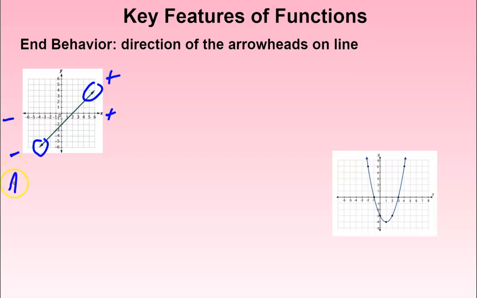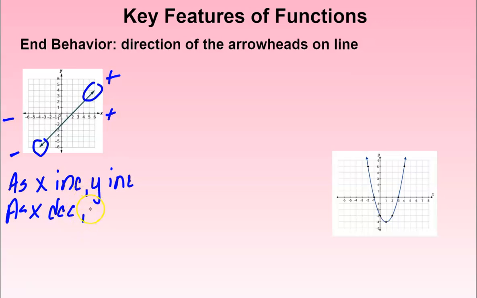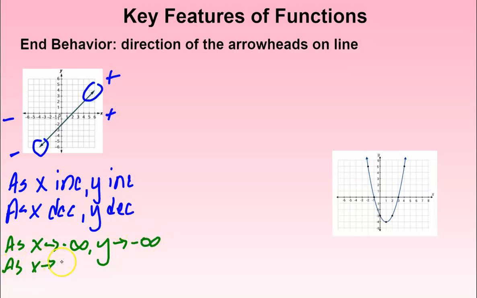So we would say as x increases, y increases. As x decreases, y decreases. So that's one way you can write that. Another way you can say it: as x approaches -infinity, y approaches -infinity. As x approaches +infinity, y approaches positive infinity. So it's up to you which terminology you want to use, whether it's increase, decrease, or negative infinity, positive infinity.